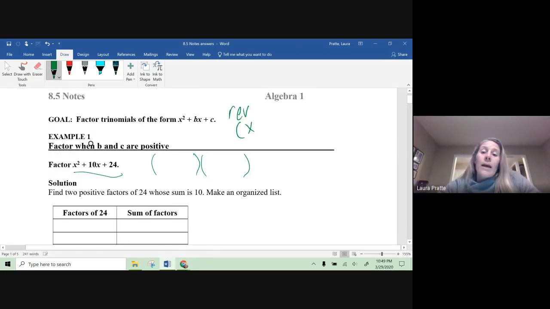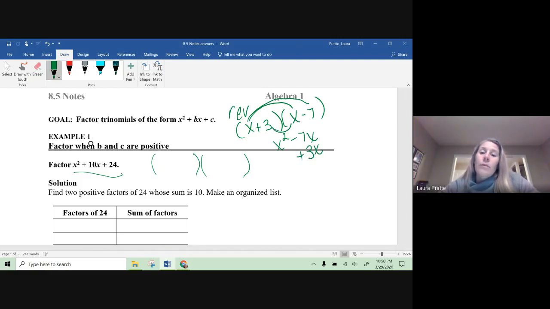If I had x plus 3 times x minus 7. Remember, you would multiply the x times the x, and you would get x squared. Then you would distribute that x to the negative 7. That would be negative 7x. Then 3 times x would be positive 3x. And then 3 times negative 7, negative 21. And if you have any like terms, which we do have, these 2 x terms in the middle here, you would combine them. So that would give you x squared minus 4x minus 21, which is a quadratic trinomial.